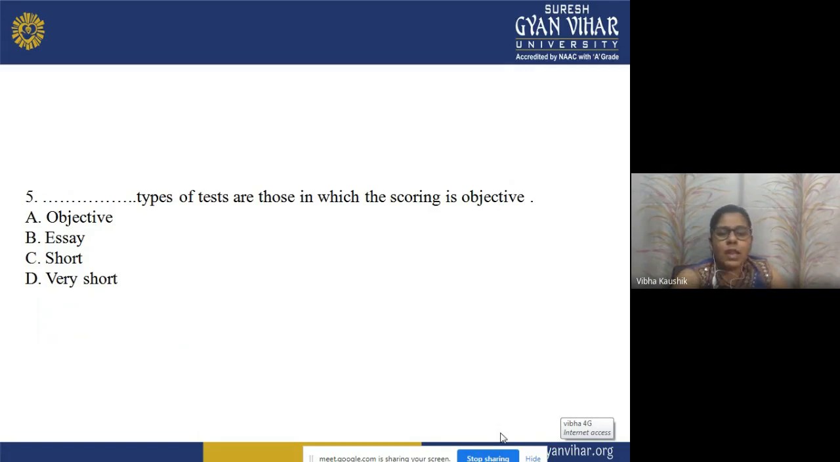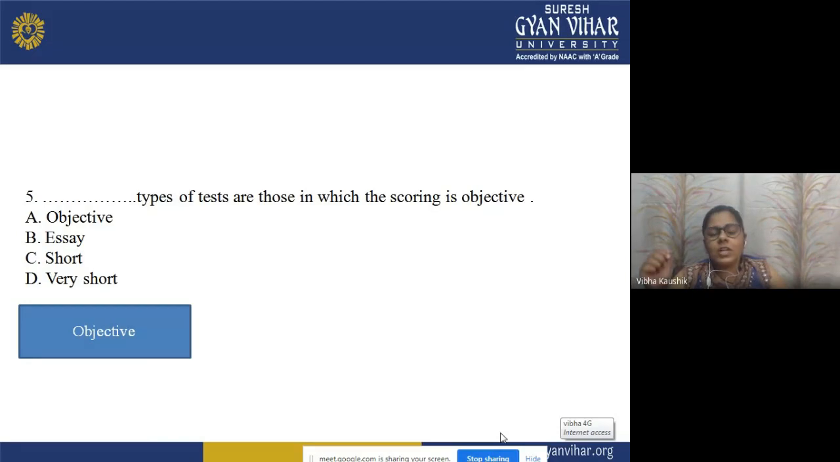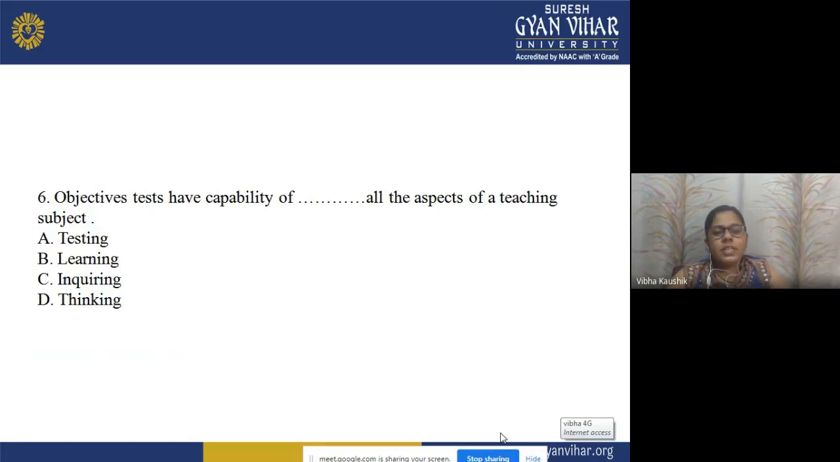Now, you have to select the correct answer from the given choices, and the correct answer is objective type tests are those in which the scoring is objective. Now the sixth one: objective tests have capability of dash all the aspects of a teaching subject.